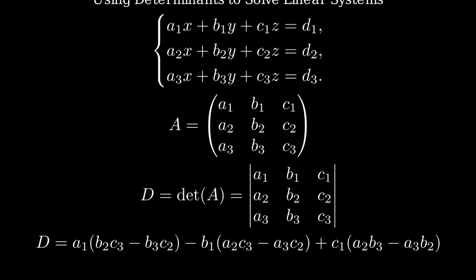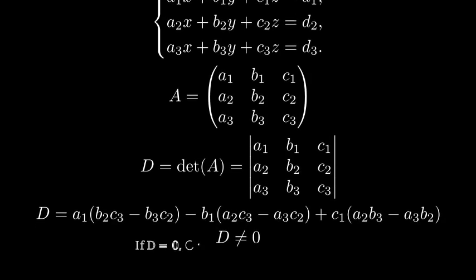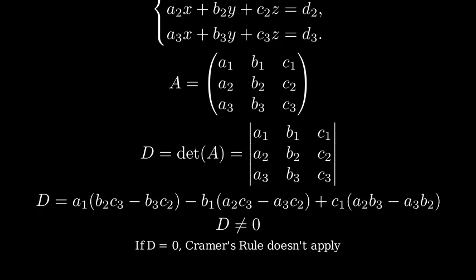Before we proceed, it's important to note that Cramer's rule works only when the determinant of the coefficient matrix is not equal to 0. If D equals 0, the system either has infinitely many solutions or no solution at all.